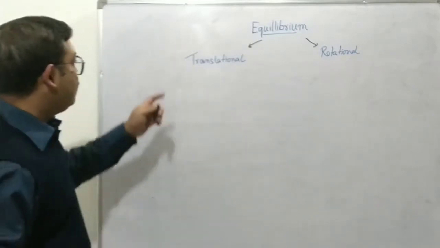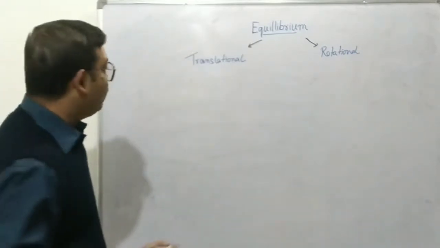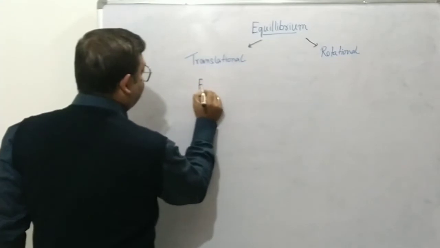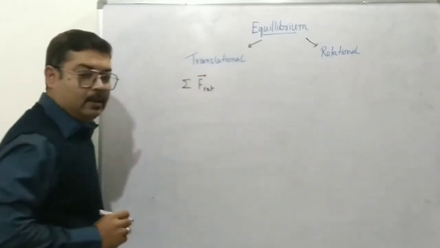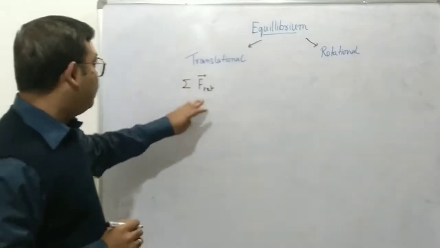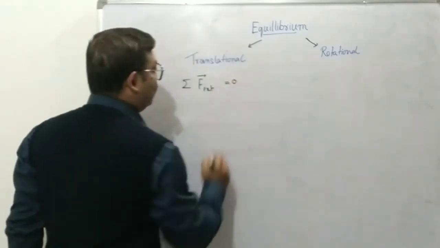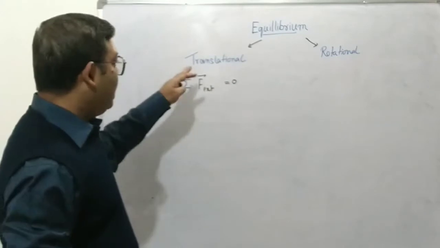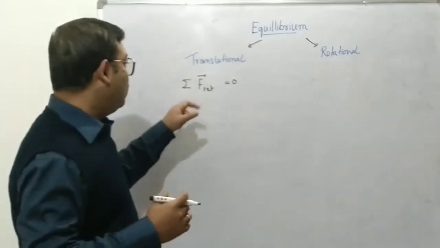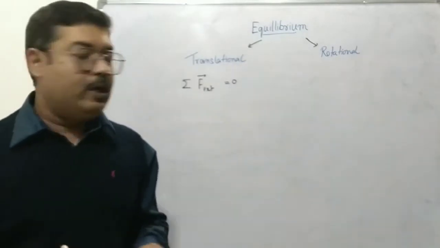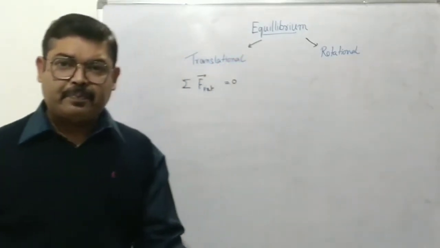Now what is the condition for translational equilibrium? We know that the net external force must be equal to 0. So there can be a number of forces acting on it. However, if their sum total becomes 0, then the body will not accelerate, or it will have a translational equilibrium.